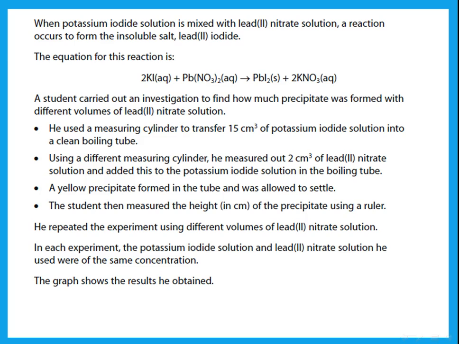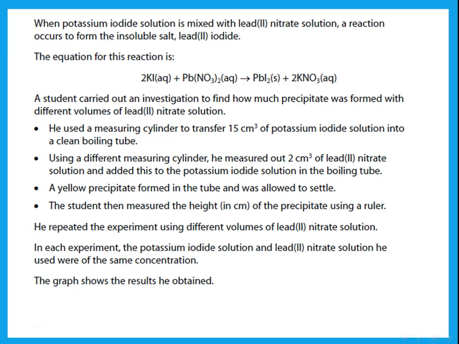boiling tube. Using a different measuring cylinder, he measured out 2 centimeter cubed of lead nitrate solution and added this to the potassium iodide. So now he is adding the lead nitrate to the potassium iodide, so he should see a precipitate. A yellow precipitate formed in the tube and was allowed to settle. And what he's measuring is the height of the precipitate every time he adds the lead nitrate.